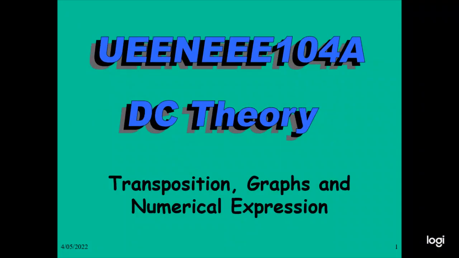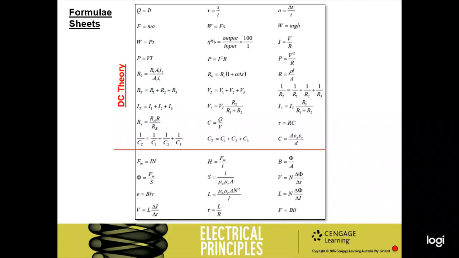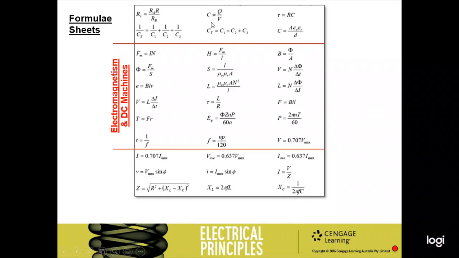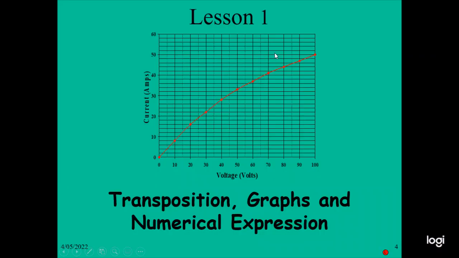So we're talking about the E104A DC theory: transposition, graphs, and numerical expressions. So there are the formula sheets. Those formula sheets cover the DC theory required formulas. This is the resistor, capacitor, and magnetic circuit formula sheet. This is for the transposition, graph, and expression. For example, when the voltage increases, the current increases, and the graph can be drawn like this. So this is for the graph and the numerical expression.